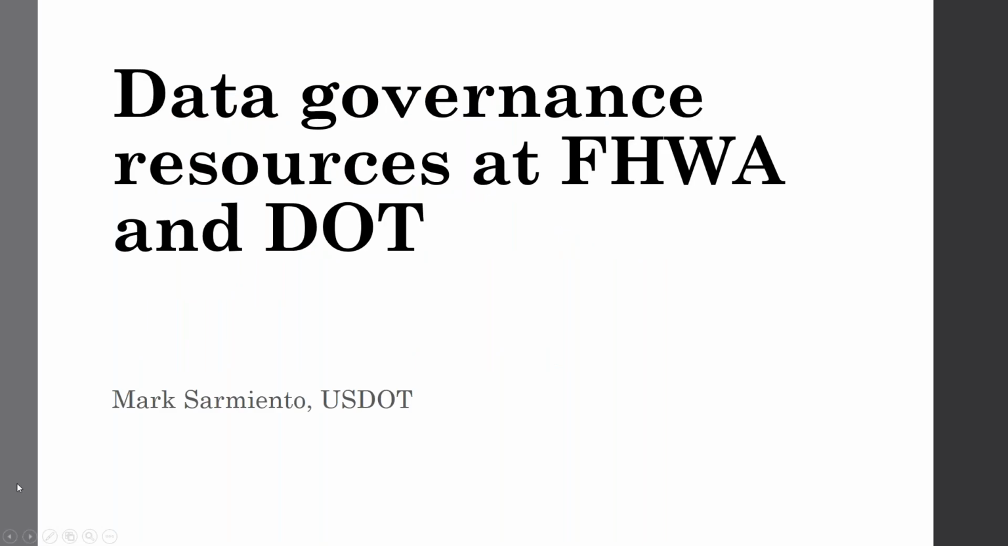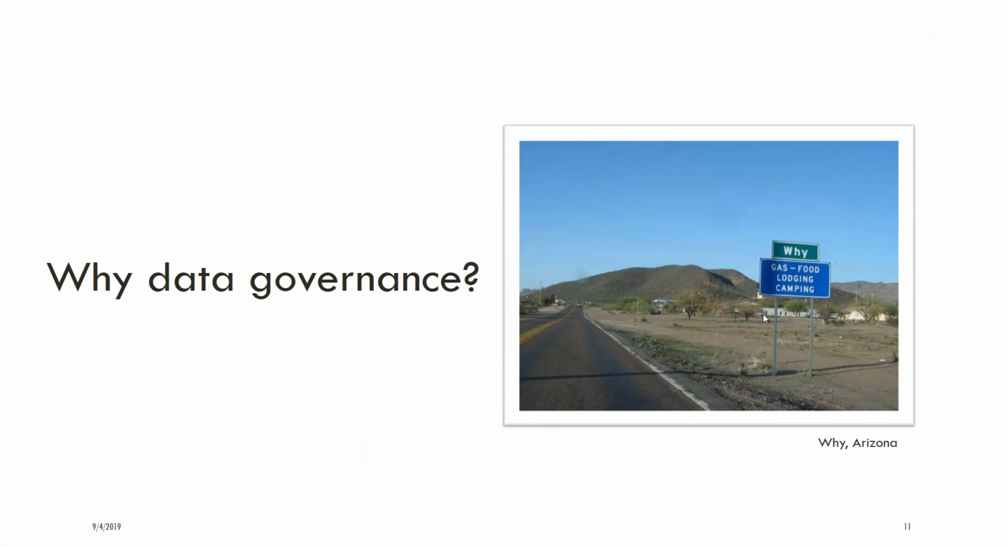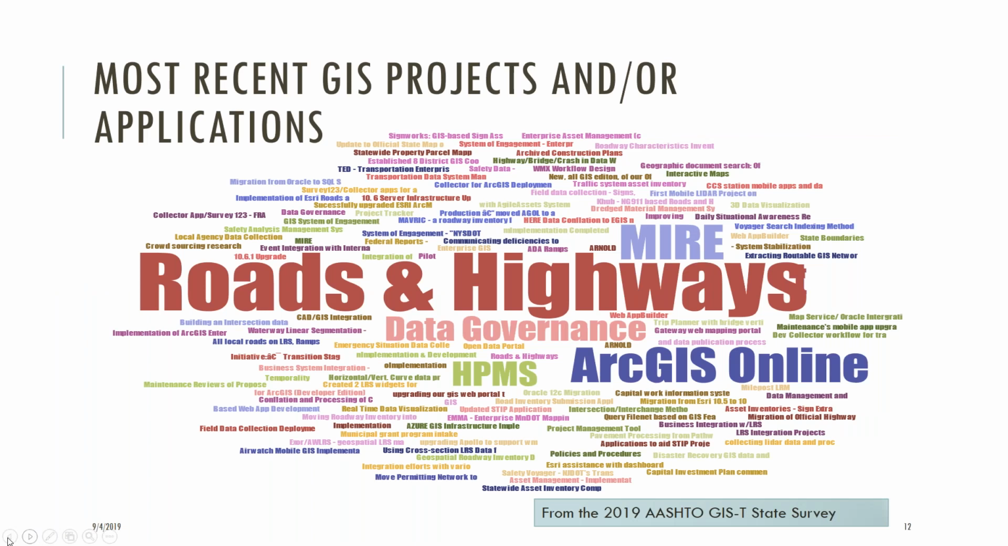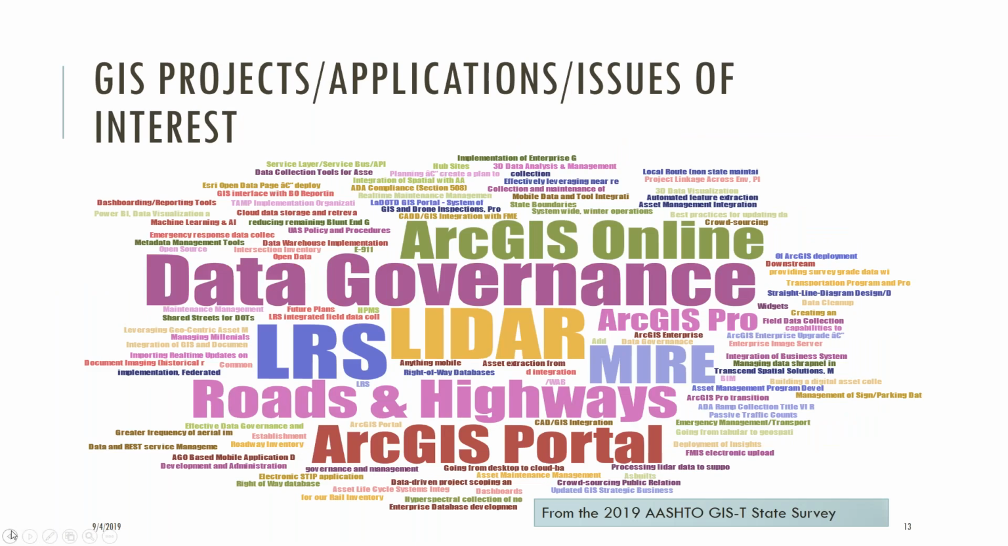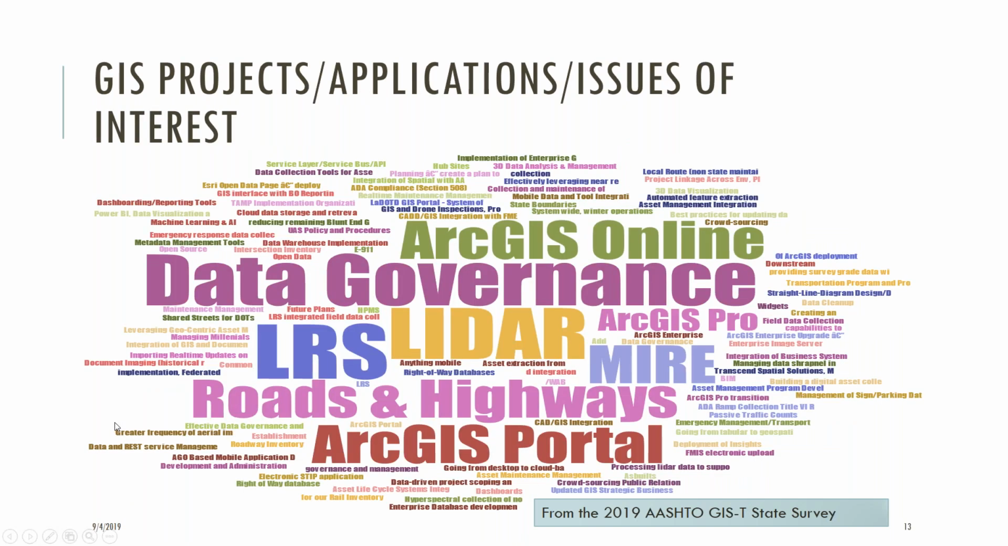So I'll start things off with talking about some data governance resources that are out there, and the perspective from Federal Highway. So why data governance? I just thought this image was interesting because there's an actual town called Y in Arizona. At the last GIST symposium, two of the questions in the survey highlight projects and applications that state DOTs are involved with, and you'll see that there's a lot of activity in roads and highways. Obviously data governance, ArcGIS Online, safety data, HPMS, and so since there's a lot of activity in those areas, there's a lot of interest in data governance itself.